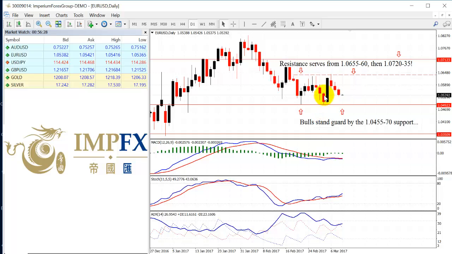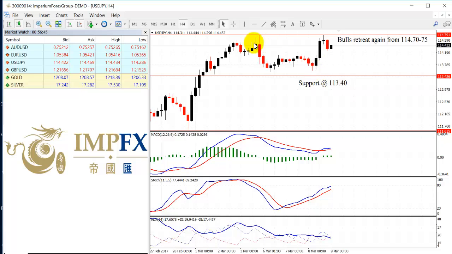Any fresh claims to the upside should find resistance now at 105.90 and firmer above at 106.55/60 as mentioned. The dollar yen story, well, again rejects that level of 114.70/75 after recording a high of 74 overnight. In light of the current pattern, I do expect to see this level eventually be taken out.